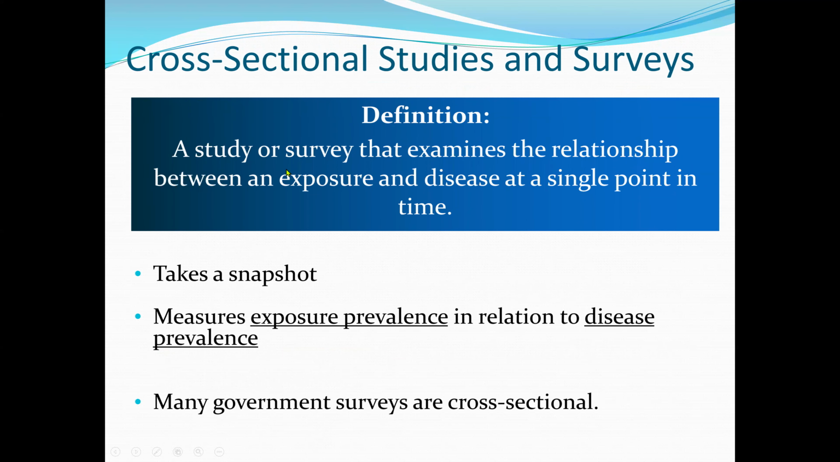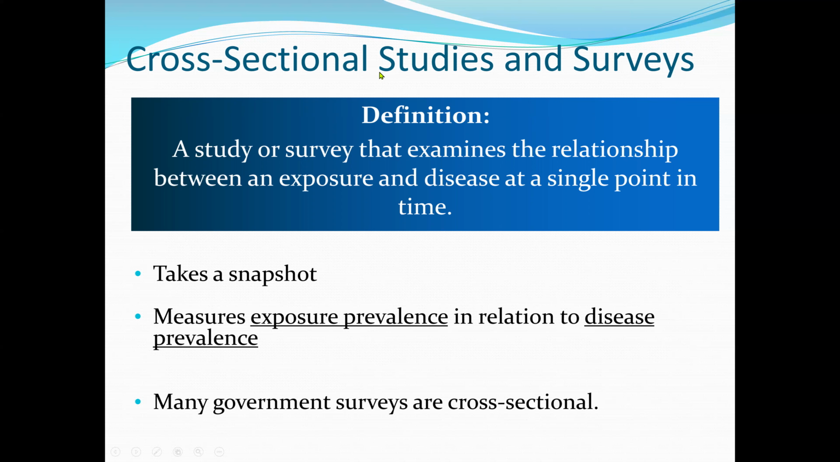Now, next we move to the cross-sectional studies and also surveys. Here the definition is a study or a survey that examines the relationship between an exposure and disease at a single point in time. In cross-sectional studies, we collect our data at a very particular point in time. There is no interval to study the relationship between the exposure and outcome. This comes in when we are doing analytic epidemiology studies, such as cohort, case-control, etc.